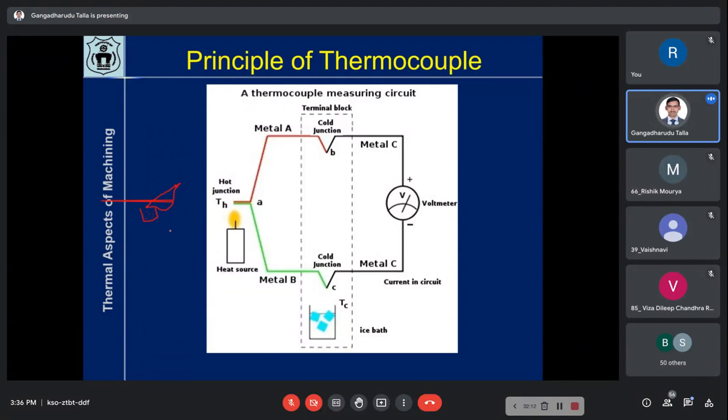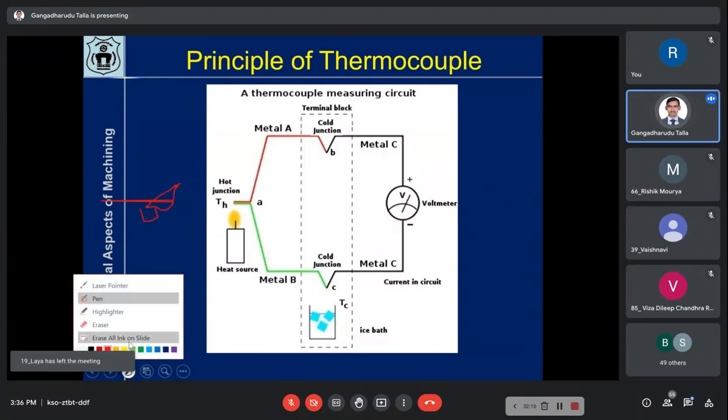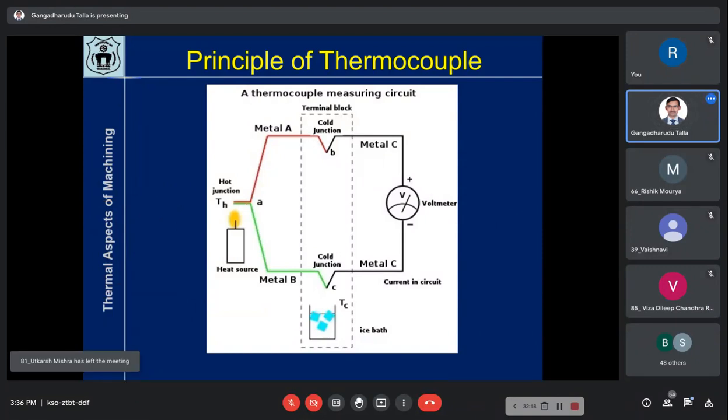That is Seebeck's principle. The principle of thermocouple is that. So there is a hot junction here, and there is a cold junction. Whenever a temperature difference is maintained, current will flow. That can be measured using a voltmeter. Based on the voltage that is measured, the amount of temperature rise can be estimated. Understand? What is the temperature rise? That can be estimated based on the amount of voltage measured.